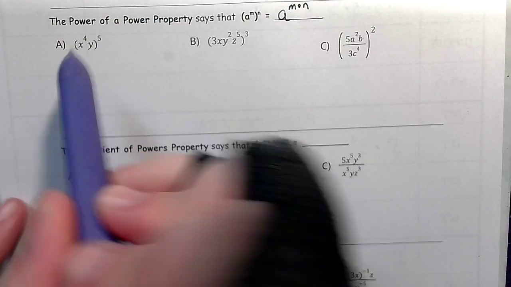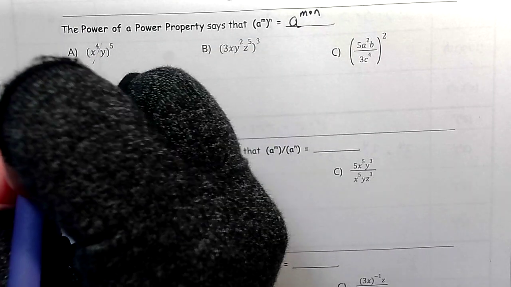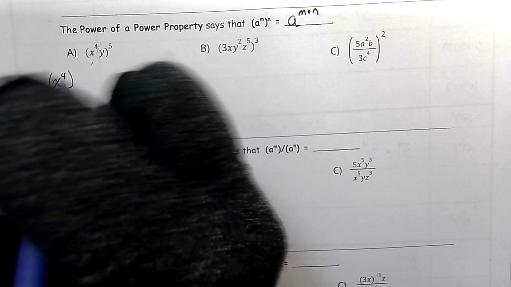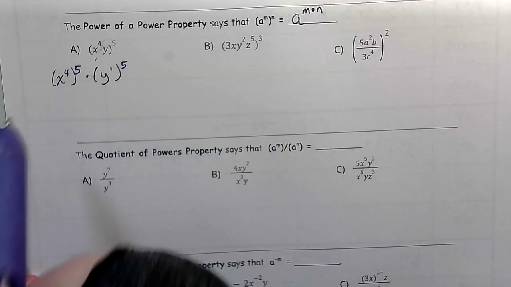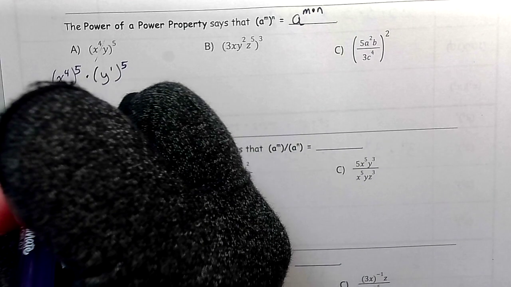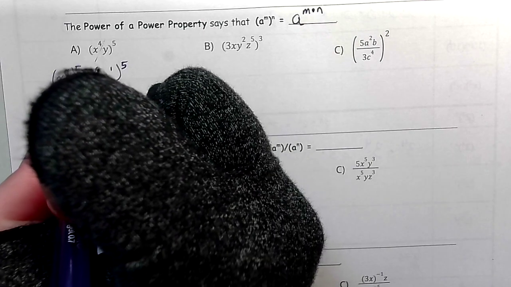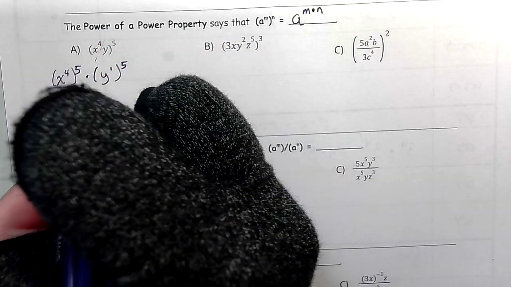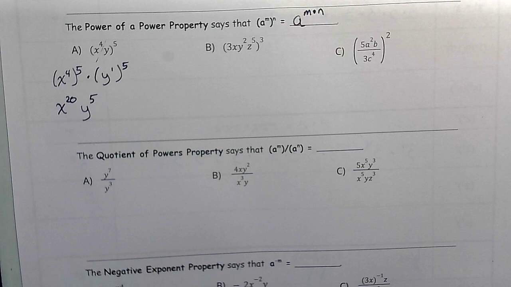So here, let's see. We can split this up. So again, we can split it up as we like. So x to the fourth to the fifth times y to the first to the fifth. X to the fourth to the fifth, we multiply the powers, so that's going to be x to the 20th, and then y to the first times the fifth, that's going to be y to the fifth.